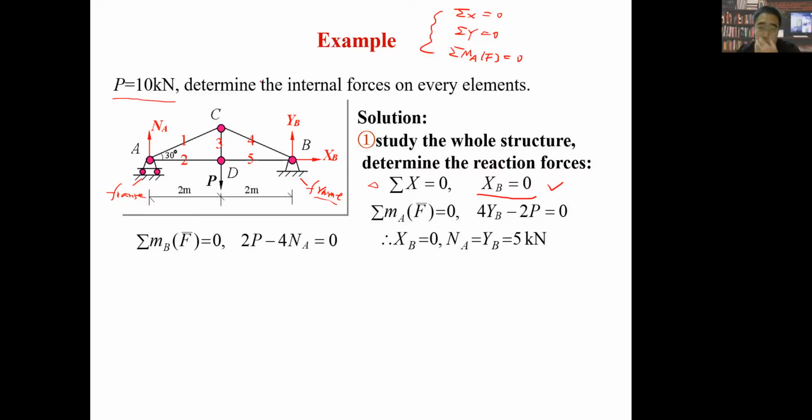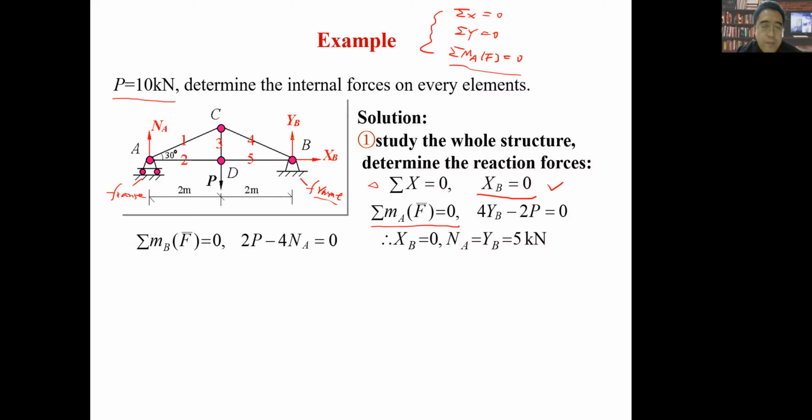So let's continue. This time we will use the moment equation, right? So we select sigma MA(F) equals 0. When we select point A for the moment equation, then we do not need to consider NA, right? Because NB is 0, so we can use this equation to find the magnitude of YB. So you guys please follow me together. When we give sigma MA(F) equals 0, we go from rightmost to the left.